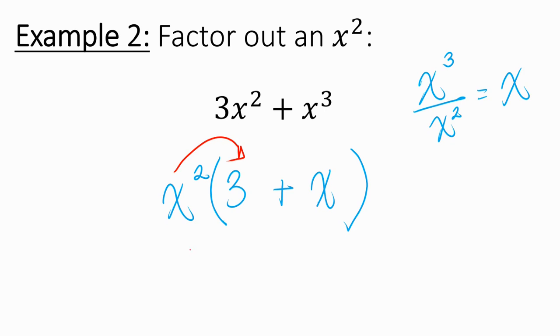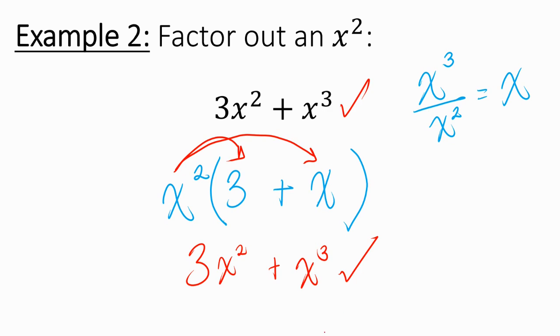Okay, so x squared times 3, yeah, that's 3x squared. Bring down the plus sign. And then x squared times x, yes, that is x cubed. So yes, I do get the original one back.